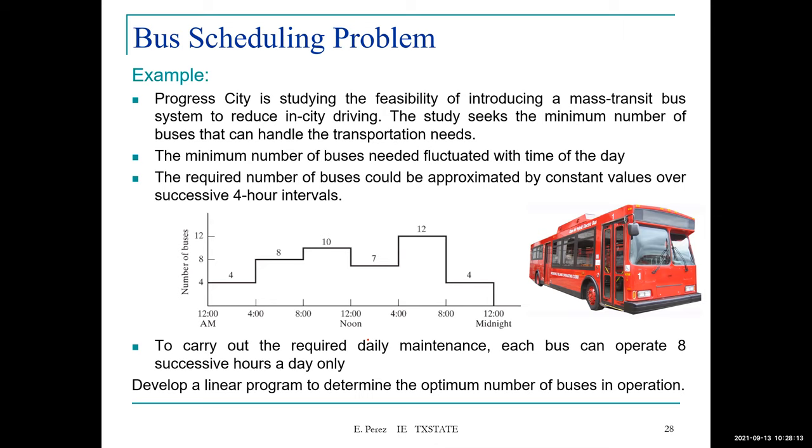So we have this information. Now we have this requirement. We need to make sure that after 8 hours, those buses are going to maintenance. And we want to know, given these requirements, how many buses to run every 8 hours. We have the requirements every 4 hours, but the buses will run for 8 hours before they go to maintenance.